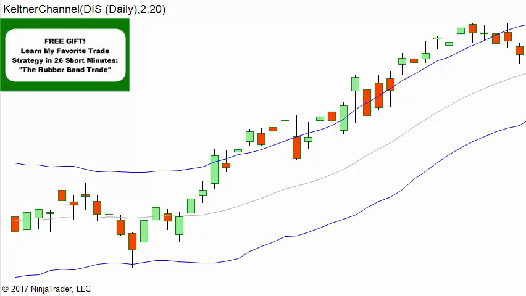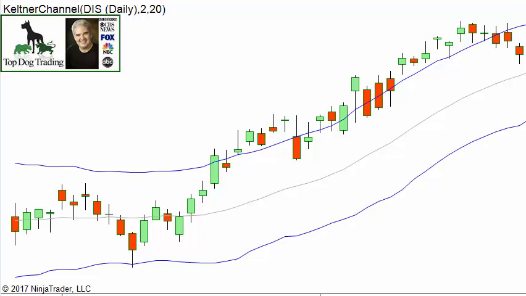Hey, welcome to this tutorial on Keltner channel trading strategy versus Bollinger Bands. We're going to do a little comparison between these two types of envelopes, and they're called envelopes because the lines envelop above and below the midline. And the midline in this case we're going to use as the 20-period moving average, which is right here.